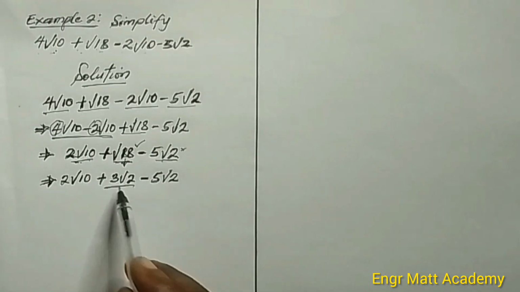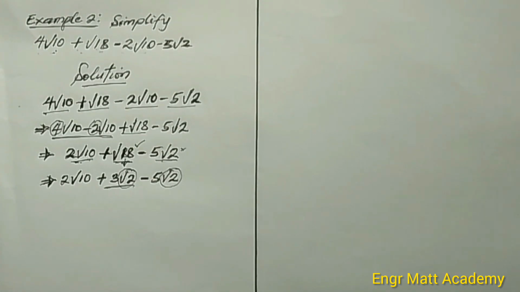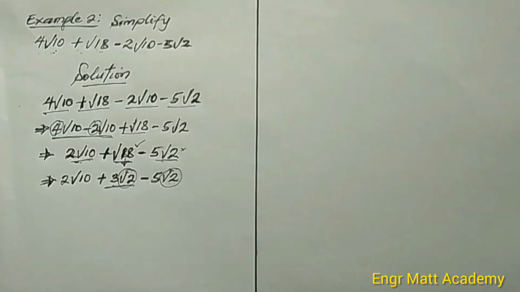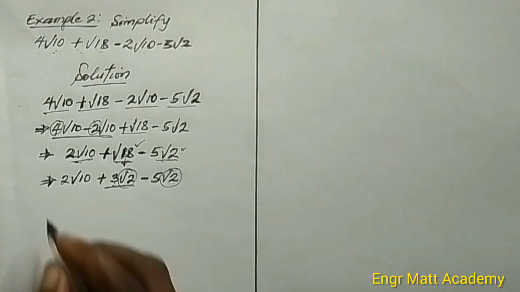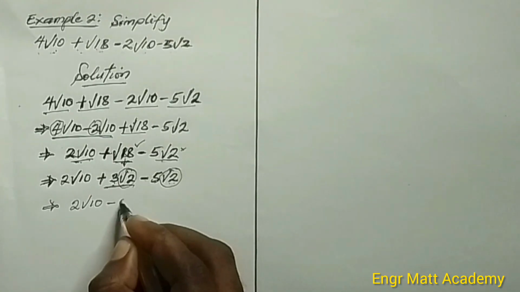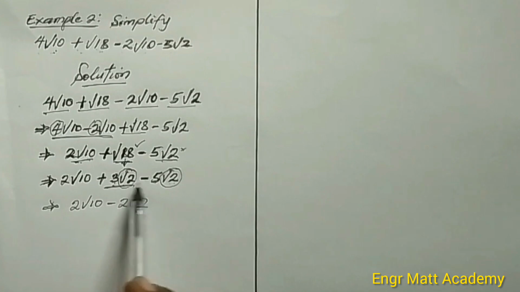Now we have two like surds, root 2 and root 2. These are like surds. So what do we do? We say 3 root 2 minus 5 root 2. And remember, when subtracting or adding surds, we handle the coefficient. So we say 3 minus 5. That will give us minus 2. So we have 2 root 10 minus 2 root 2, because 3 minus 5 will give us minus 2.